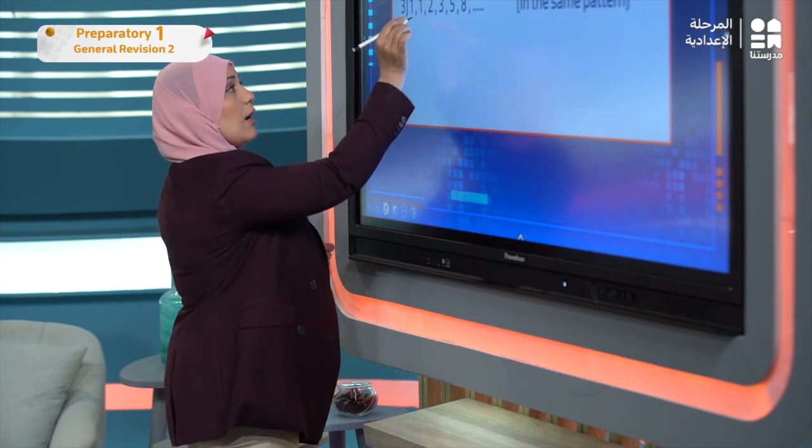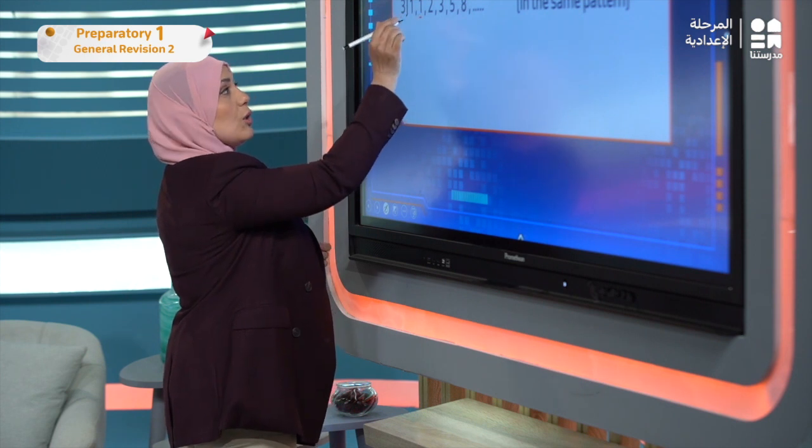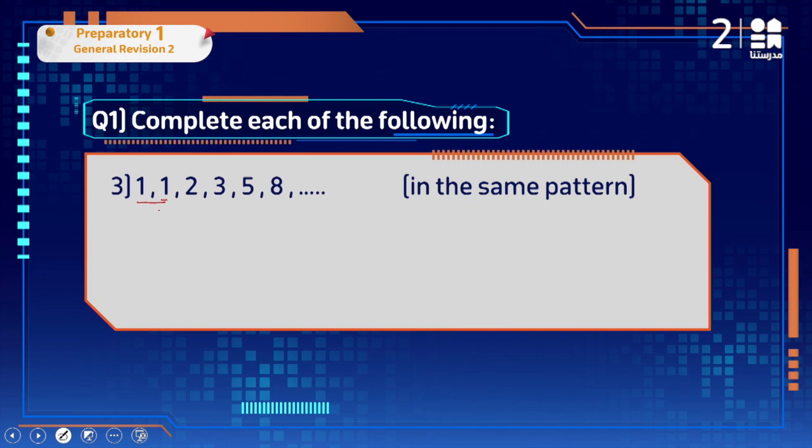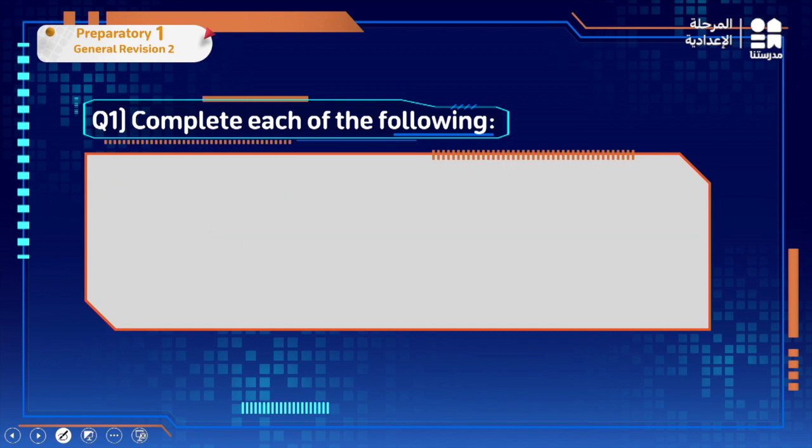So here, how can we convert this one to be 2? We added 1 plus 1 is 2. Then we added 1 plus 2 will give us 3. Then 2 plus 3 is 5. Then 3 plus 5 is 8. And the missing number is 5 plus 8, which is 13. So the missing number is 13.